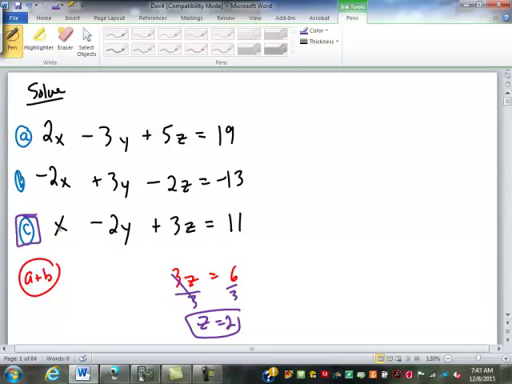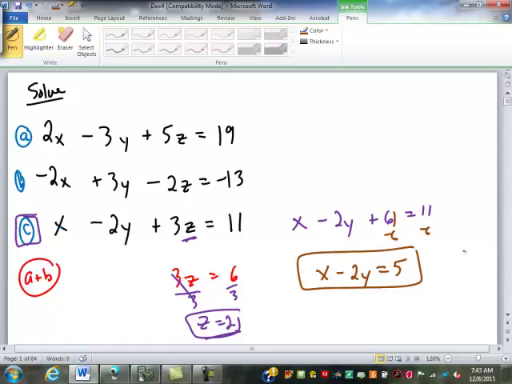We're going to take equation C, and I'm going to replace the z with 2. So this is going to be x minus 2y plus 3 times 2 is 6 equals 11. And now I'm going to subtract that 6. So x minus 2y equals 5. I'm going to keep that as one of my equations for now.